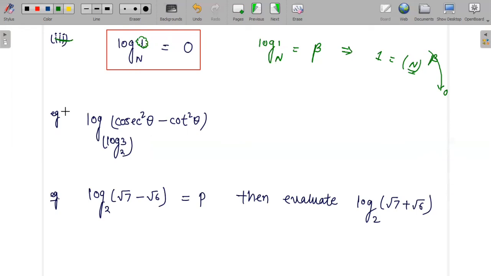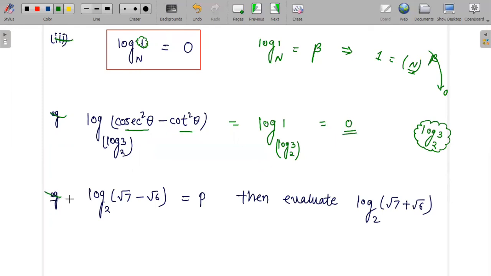Now let's take a couple more questions based on this theorem. Cosecant square theta minus cotangent square theta is what? It is 1. So I have log 1 to the base log 3 to the base 2. What about log 3 to the base 2? 3 and 2 both are positive. So this will make log 3 to the base 2 a positive value. So in the base, we have some positive value, which is acceptable. And if your input is 1, or in fact your number is 1, you'll end up getting a 0.